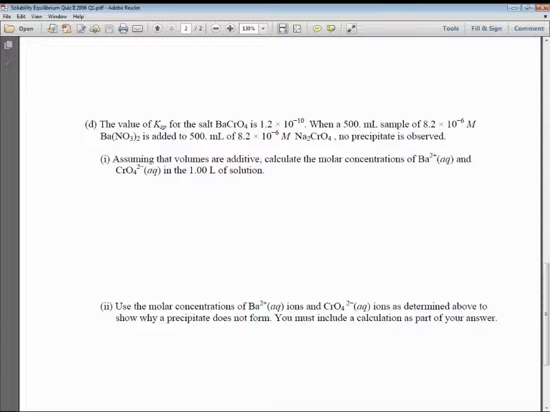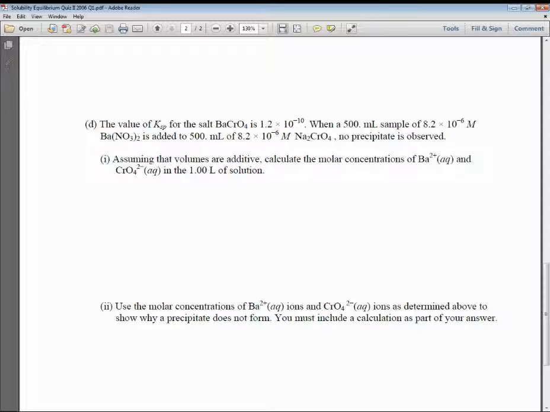We're no longer dealing with PbI2, right? We're dealing with a different insoluble substance that has a mole ratio of 1 to 1. KSP would equal X squared, because it's 1 to 1.